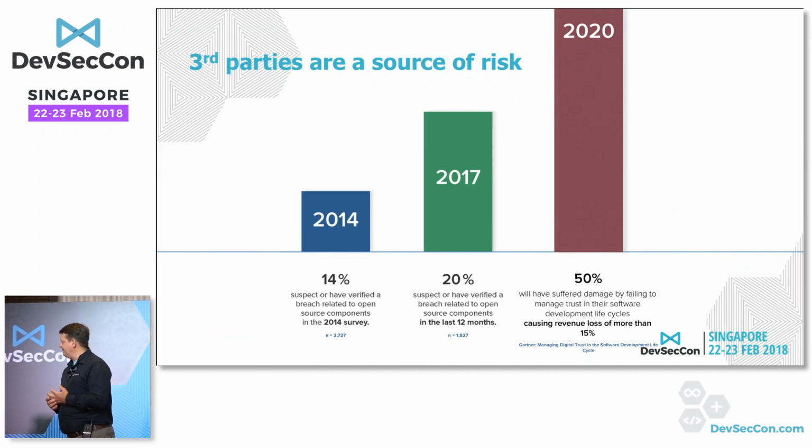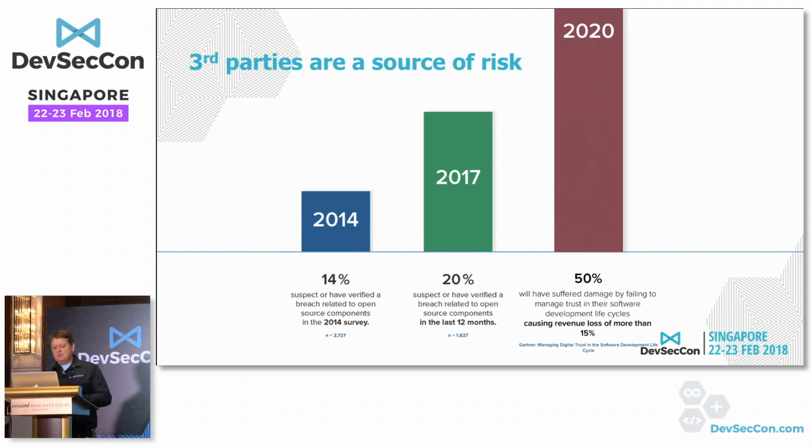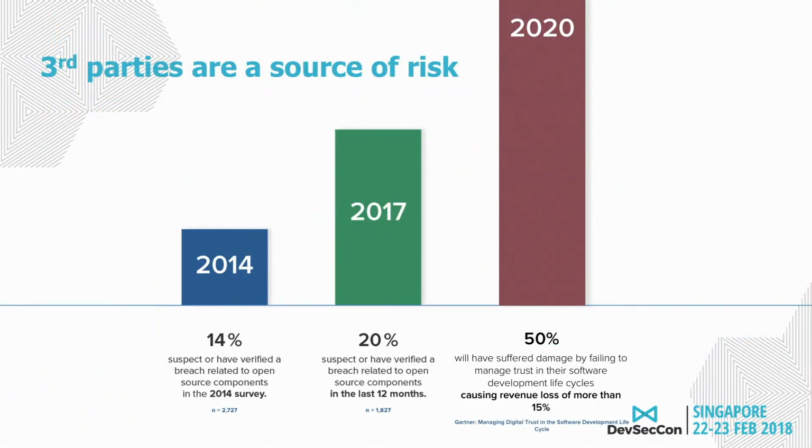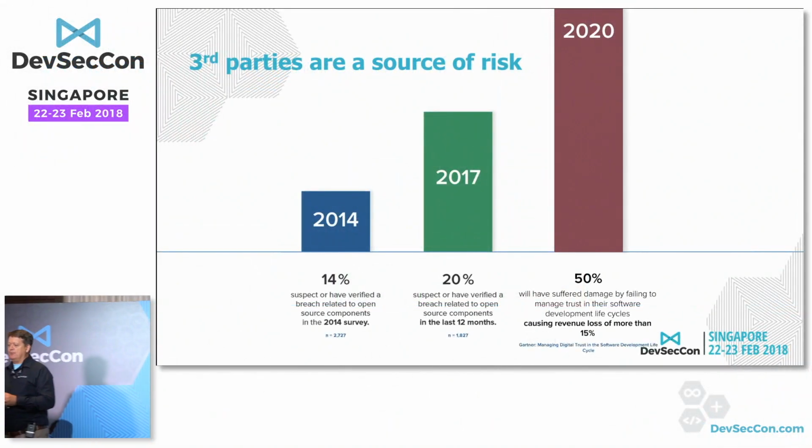This is not from us. This is Gartner's report. Gartner wrote a report on the use of open source, and they said 50% will have suffered damage by failing to manage trust in their software development lifecycle, causing revenue loss of more than 15%. If you look at Equifax again, not only did those 3 executives lose their jobs, the share price went down 20%. And it's fighting back. But they've got all these legal problems too now because they're going to be sued by people who lost their data. Now, if you're doing PCI work and credit card processing, if you have a breach like this, you could easily lose your PCI compliance. That's an existential risk for a bank. You don't want to have that conversation. So you have to make sure you're managing this problem.